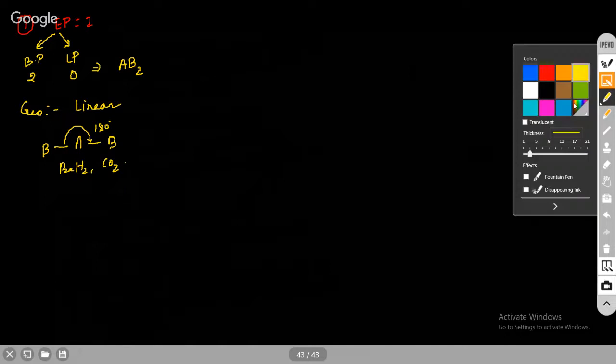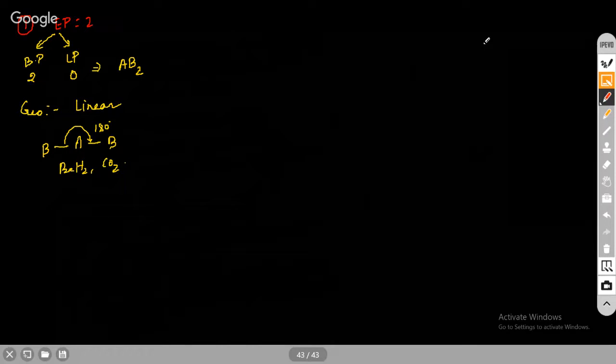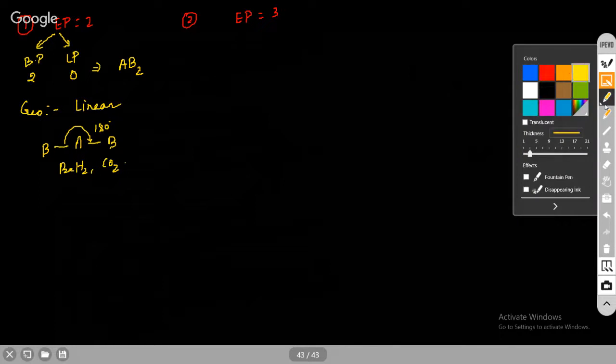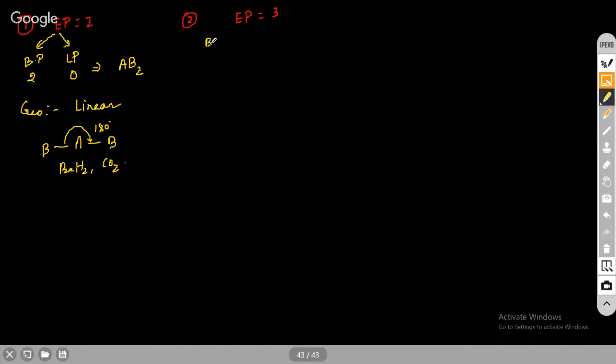Quickly I'll write down these 4-5 examples. If you have electron pairs 3, then one possibility is the first possibility: we have 3 bond pairs and 0 lone pairs. In this case, the type of the molecule will be AB3 type because we have 3 bond pairs, and the geometry or shape will be trigonal planar.